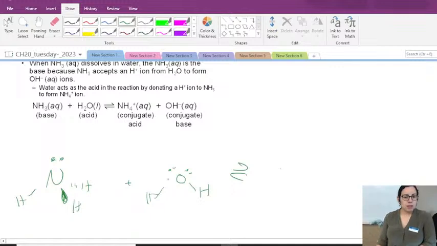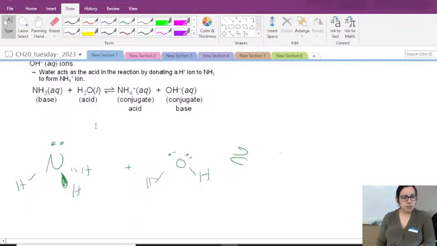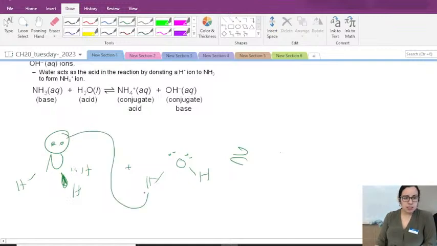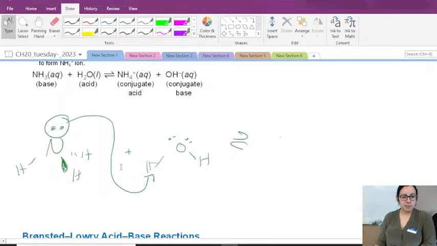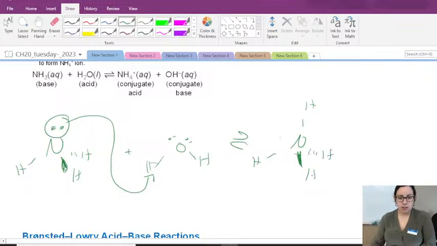And so then what's going to happen in solution? Now the nitrogen is going to attack our water here. So it's going to form ammonium. And so there's our definition: it's an H plus ion acceptor. And then of course these electrons go back to our oxygen, forming hydroxide.